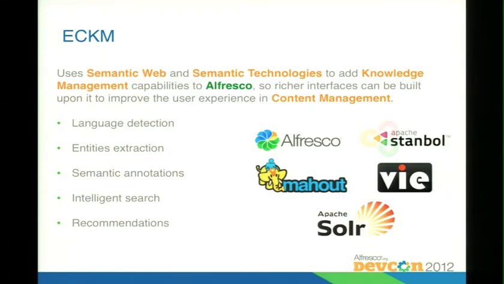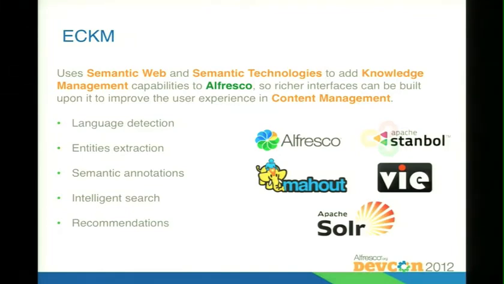Semantic annotation, so it's basically the integration of Vie and Alfresco for writing semantic web contents. Intelligent search uses semantic annotation, uses disambiguation, we will see how it works, and uses Apache Solr for building intelligent facets.